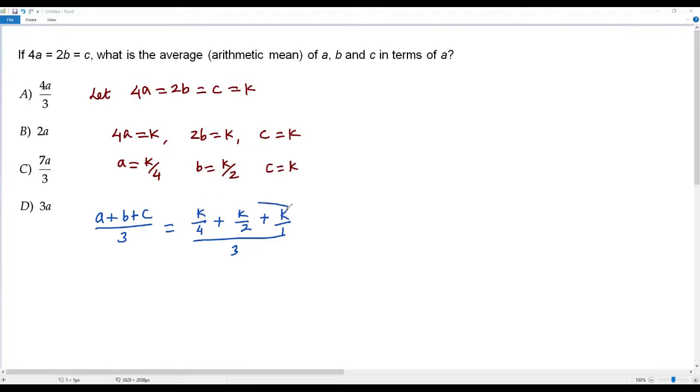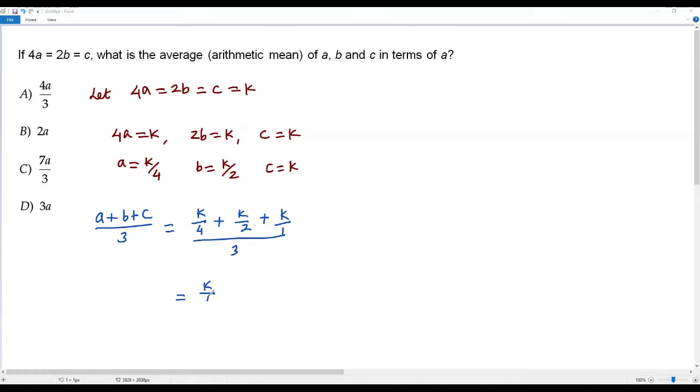Okay, now I have to add these three fractions. To add the three fractions, I need the same denominator for all of them. For the first fraction, the denominator is 4. Here the denominator is 2. Here the denominator is 1. To get the common denominator, I have to find the least common multiple of 4, 2 and 1, which is just 4. That is, we have to make each denominator 4. So we don't have to do anything with the first fraction because its denominator is already 4.